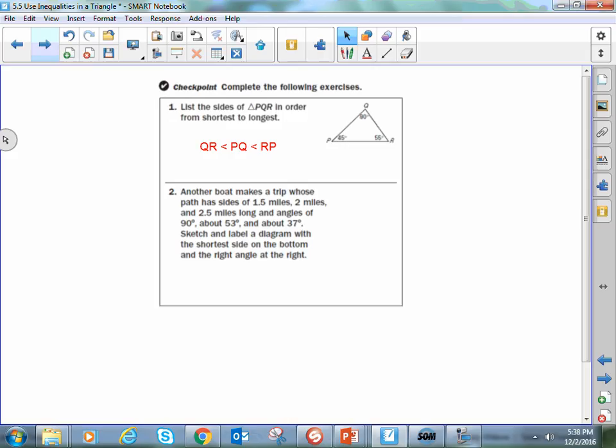So now let's take a look at the sketch that we have for problem 2. Another boat makes a trip who has a pass of 1.5 miles, 2 miles, and 2.5 miles with angles of 90 degrees, 50 degrees, and 37 degrees. So based on where they were located, I'm going to have a sketch somewhere here. There it is. That's going to look kind of something like this. So hopefully you were able to come up with a similar looking triangle based on the dimensions that you were provided.